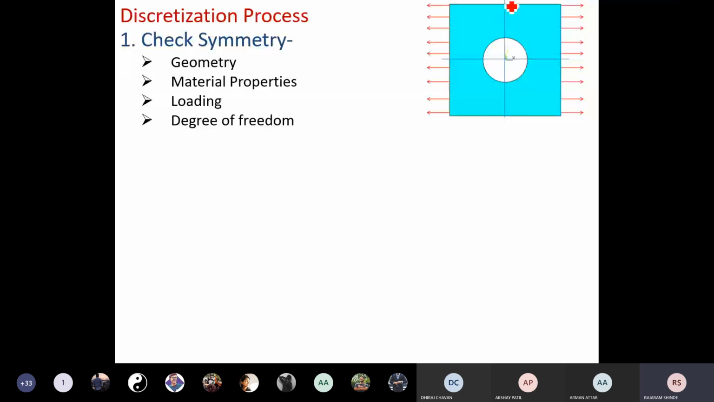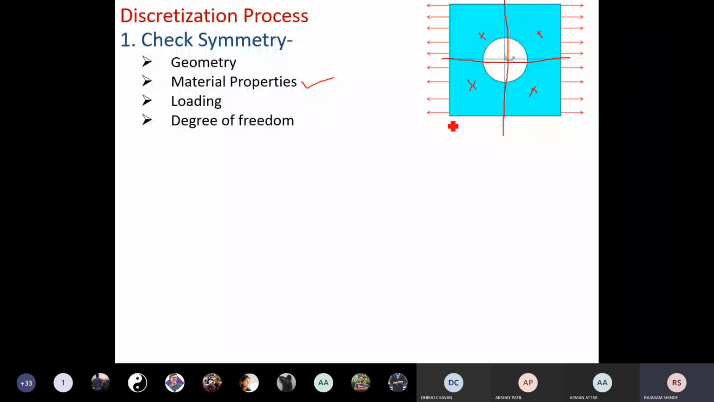then you can see the material is the same at this location, this location, this location, and also this location. That means the material is symmetric about this vertical axis as well as about the horizontal axis. Material is symmetric on both sides of the vertical axis. Now this is the first criterion, the material properties.